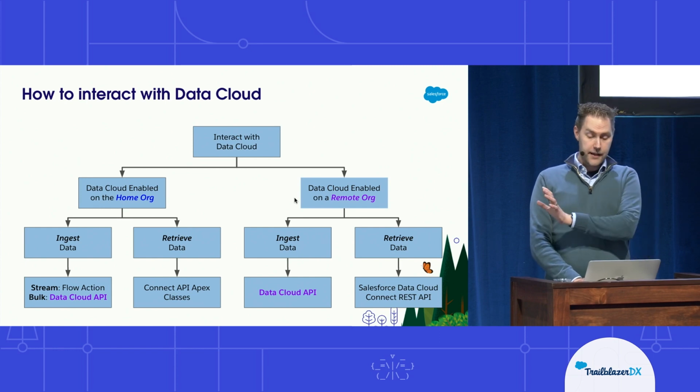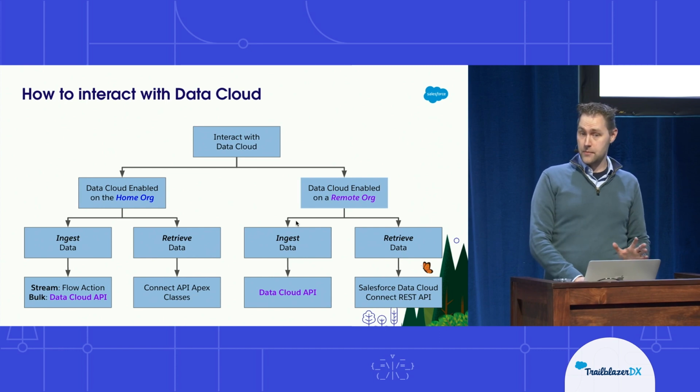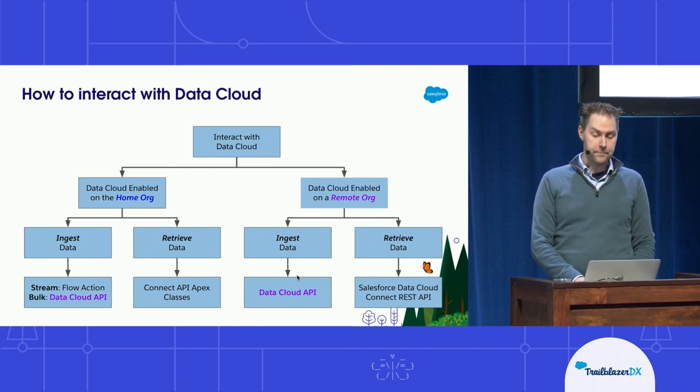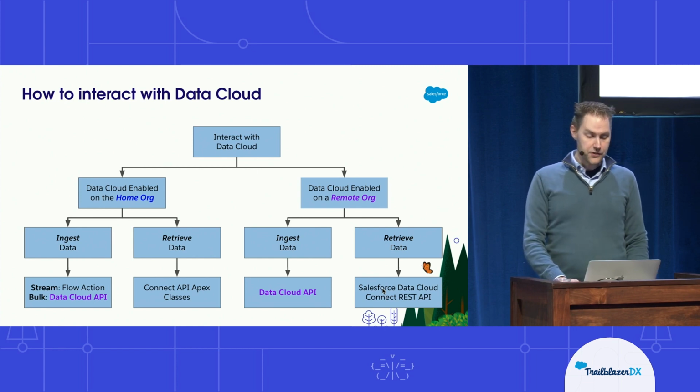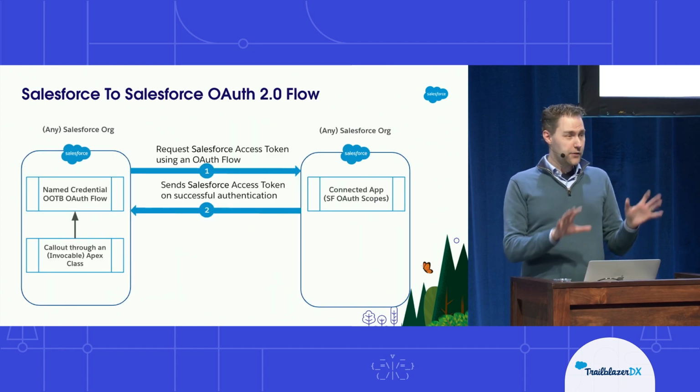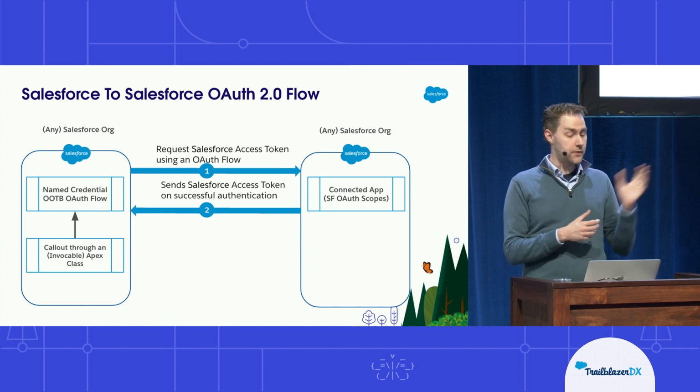Now say it's enabled on a remote org. If we want to ingest data, both streaming and bulk are required to use the Data Cloud API. If we want to retrieve data from a remote org, what we want to do is use the Salesforce Data Cloud Connect REST APIs.